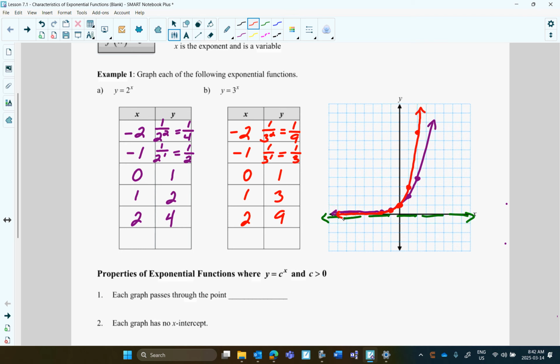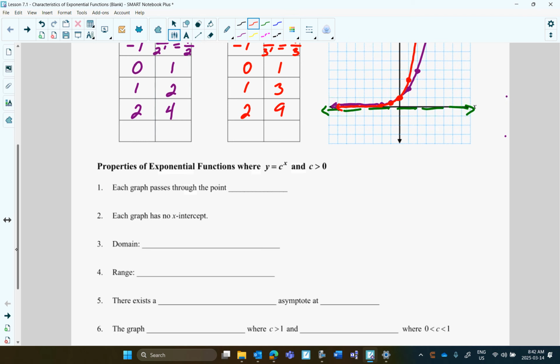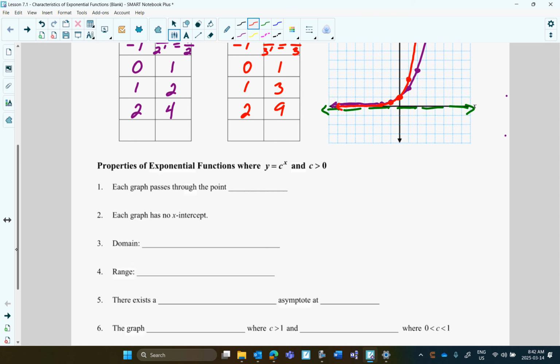So keep in mind these properties with exponential functions. Each of these graphs, doesn't matter what the base is, if it's y equals c to the x, will always pass through the point 0, 1. Always. Each of these graphs has no x-intercept because it never touches the x-axis. It gets close, and you keep getting to the negatives, but it never touches.